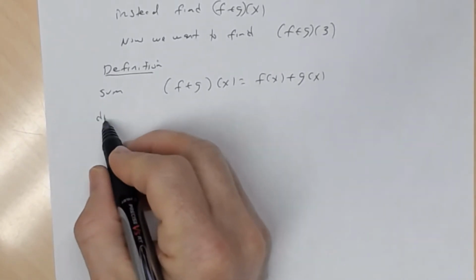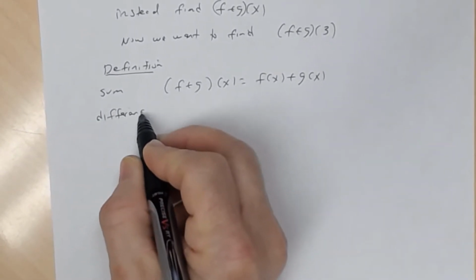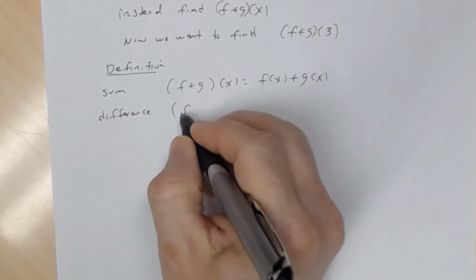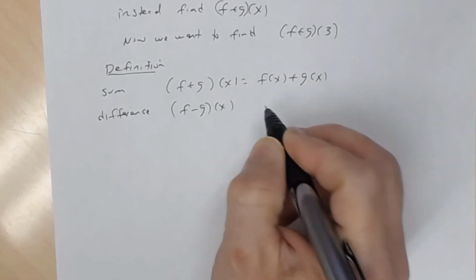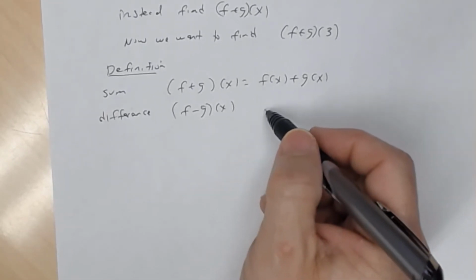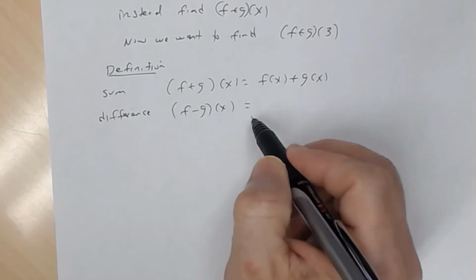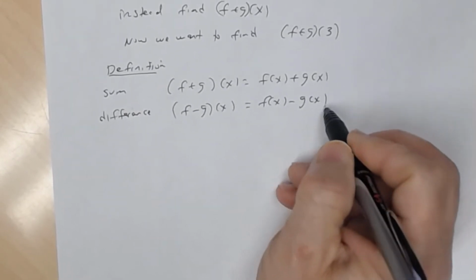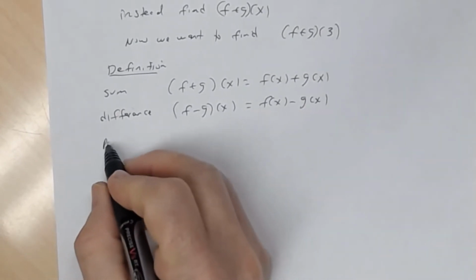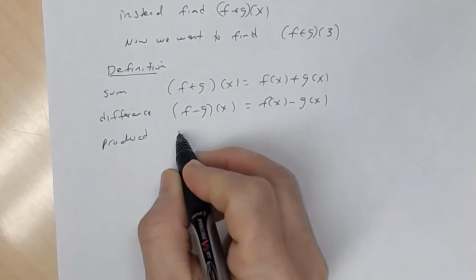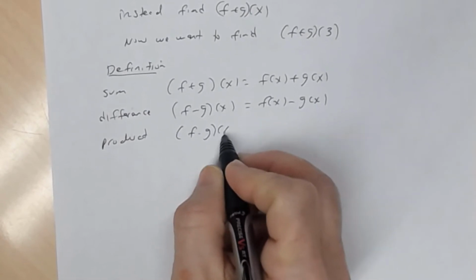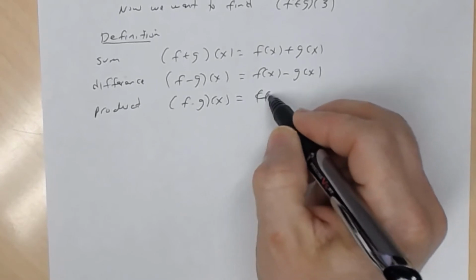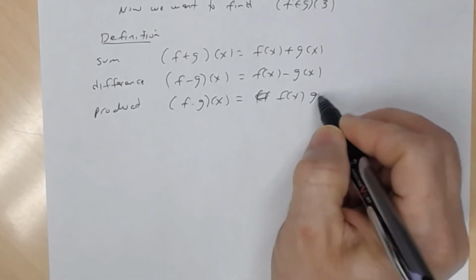Okay, difference. Now remember we saw earlier in part one that difference is not commutative, so the order matters. So if I have f minus g at x, here's my question. Can I put g of x first? The answer is no. The order matters, so I got to say f of x minus g of x. And then the next one was product, and so that would be f times g at x, and so that would be f of x times g of x.